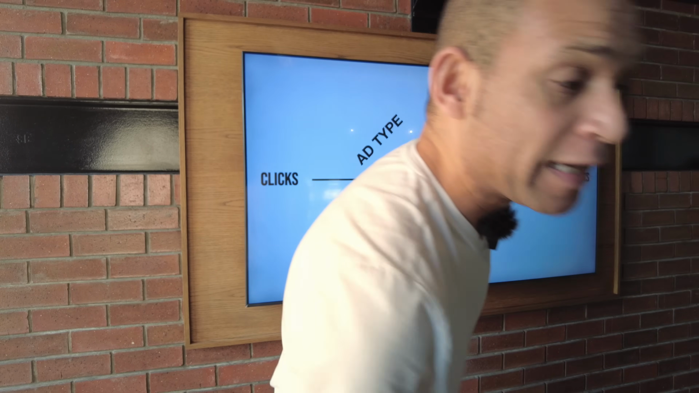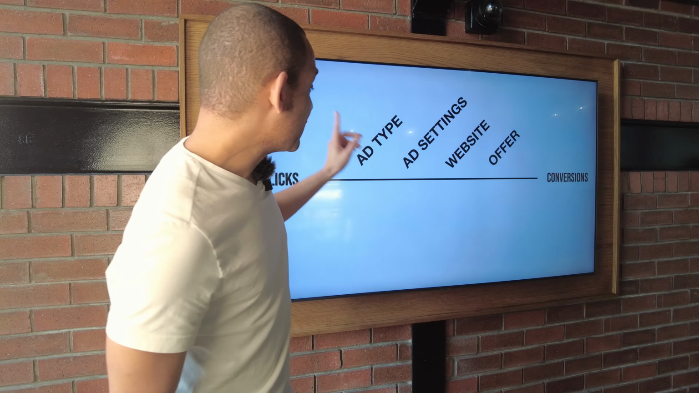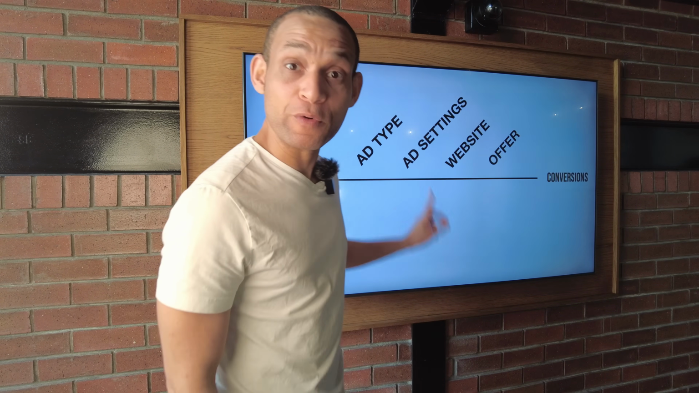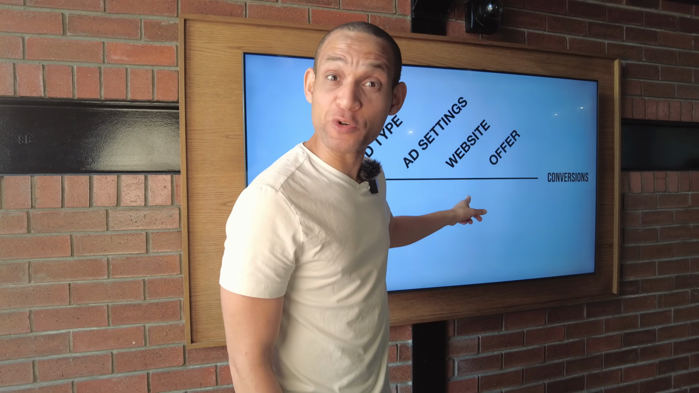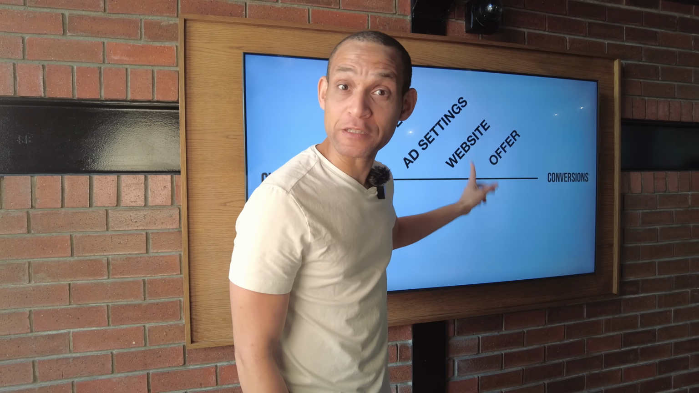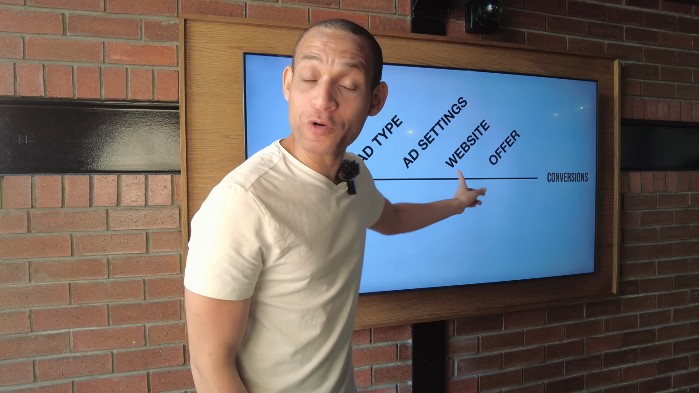All right, so the first thing that you need to do is just look at these 4 things. That's it. We need to make sure that you're on the right ad type. We need to make sure that you have the right ad settings. We want to make sure that your website is good, and we want to make sure that your offer is good. If you have all these 4 things in alignment, my friend, trust me, I've worked with over 100 entrepreneurs. Your ads are going to convert. If anything is out of order here, you're always going to feel stuck. All right, so let's talk about the first one.